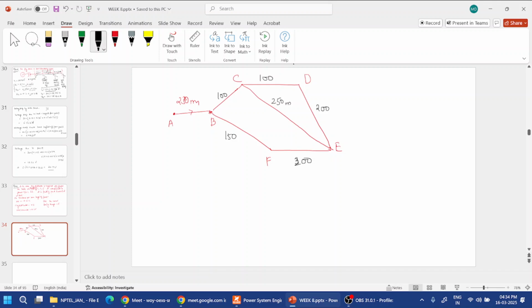Loads are taken off at C, which is 20 ampere. At D, it is 10 ampere. At E, it is 25 ampere. At F, it is 30 ampere. So we have to find the current in CE.